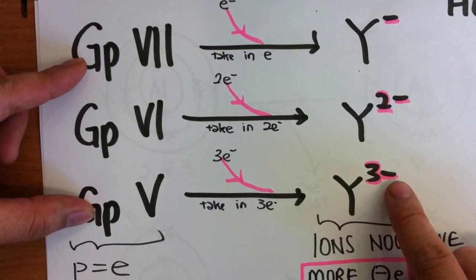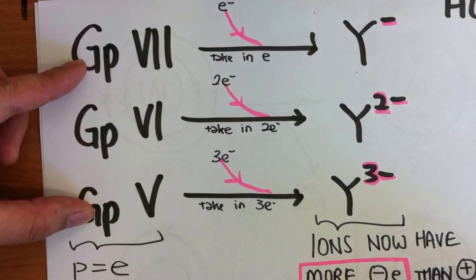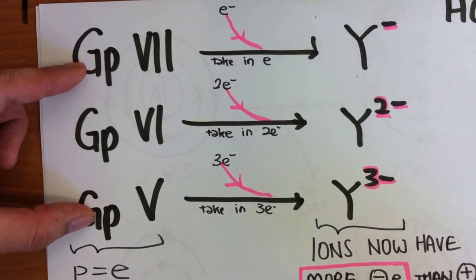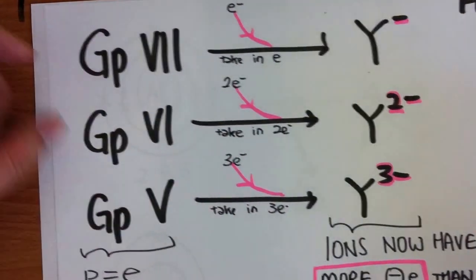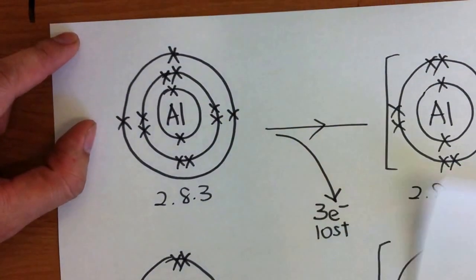Okay, why do you get negative? It's because you have taken in more electrons. Protons remain the same, so there are now more negative electrons than protons, hence you get a negative ion forming. Okay, so this is how negative and positive ions are formed. Okay, let's look at the first example.